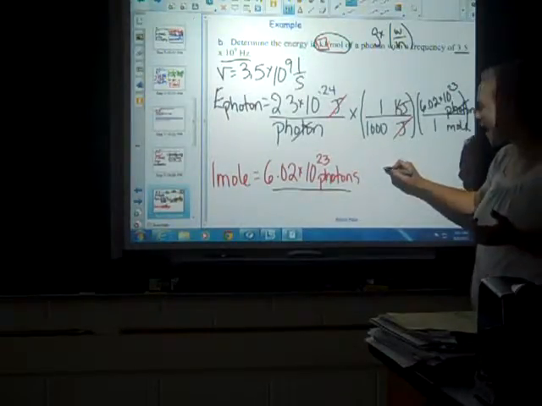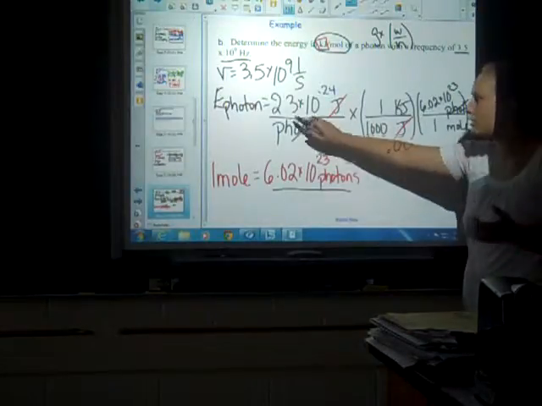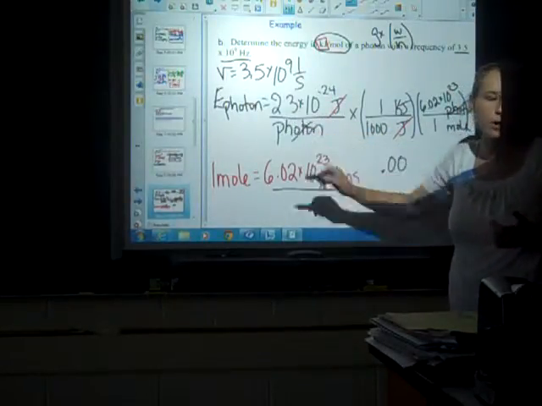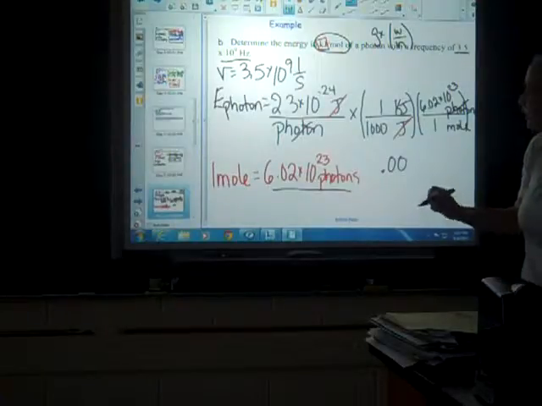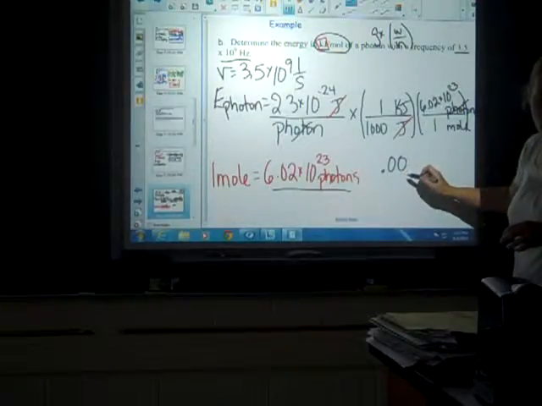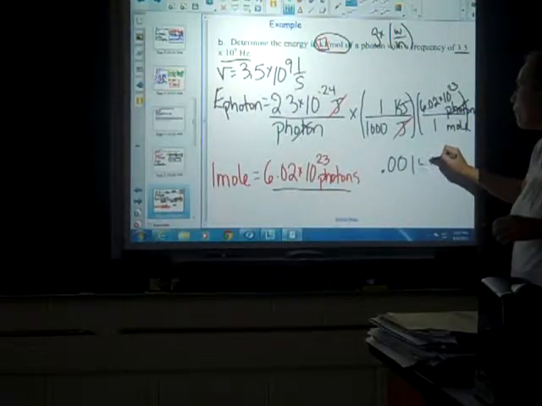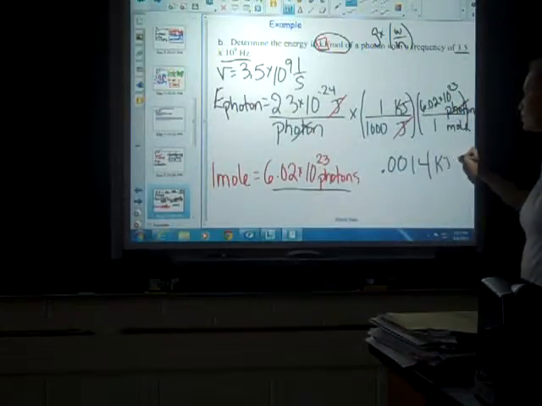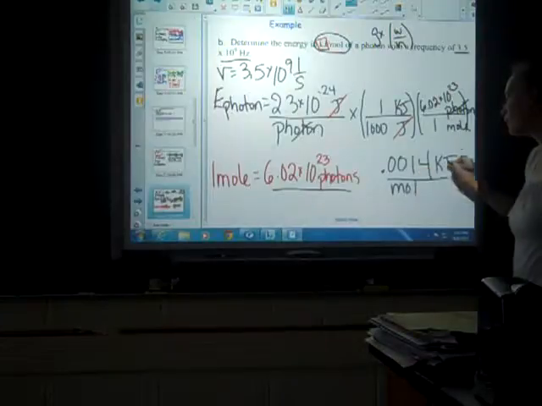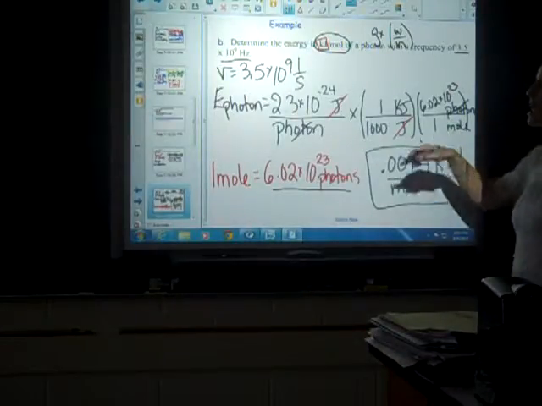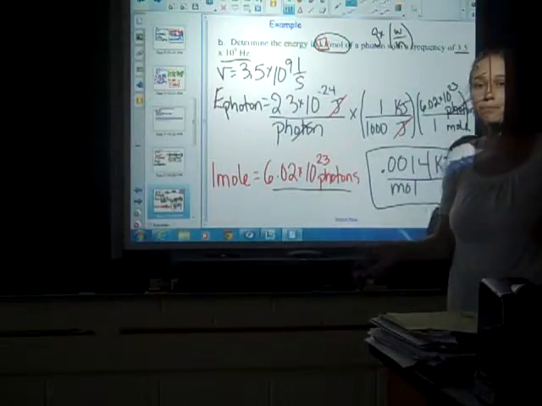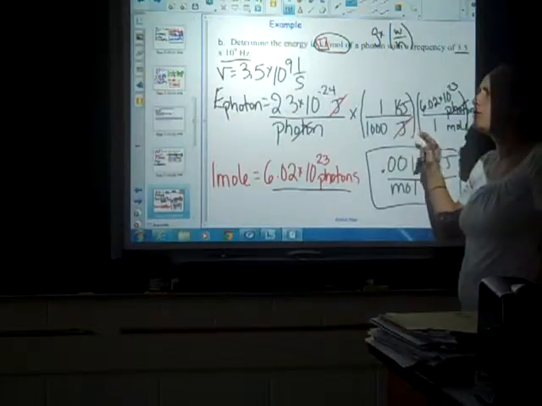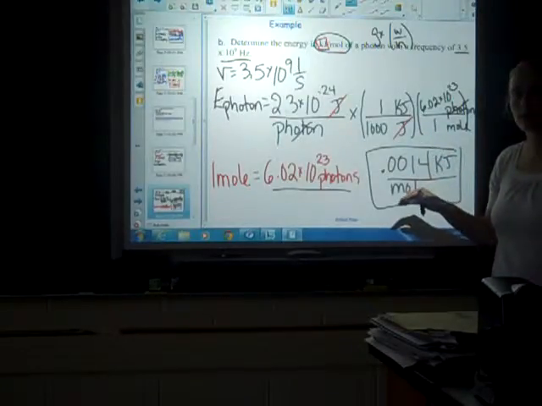And when I do that, I should get something similar to, I didn't round this in my work, so it might be a little off from what you get. I get 0.0014. Again, I'm only allowed to express 2 sig figs, and this is kilojoules per mole. Okay, so just a little twist on the energy of a photon. So again, those 2 formulas are really, really important for us to understand.